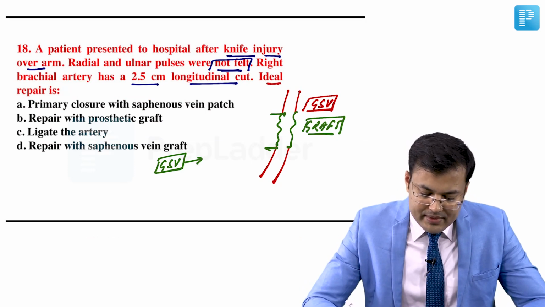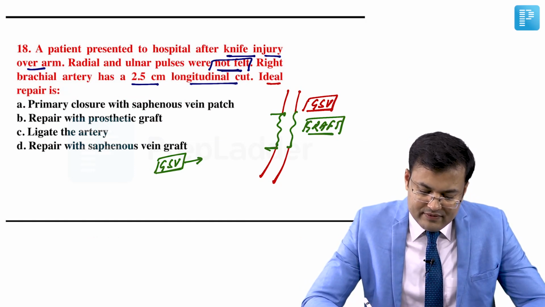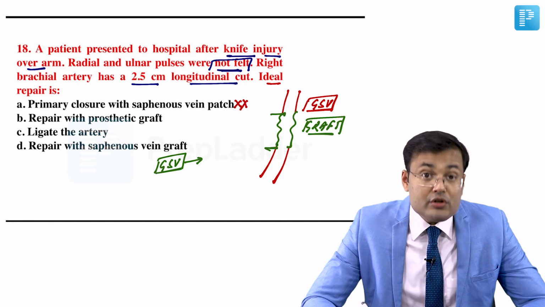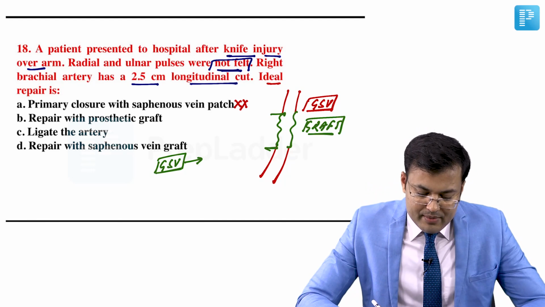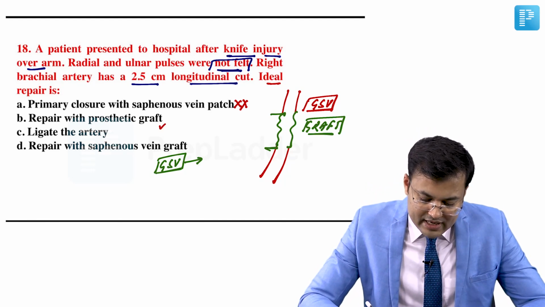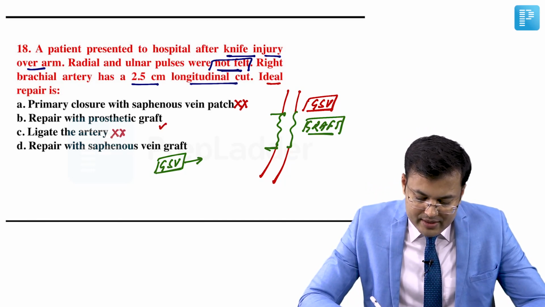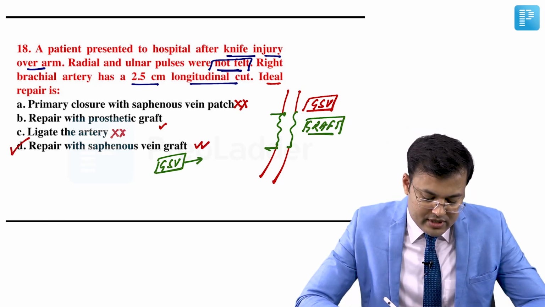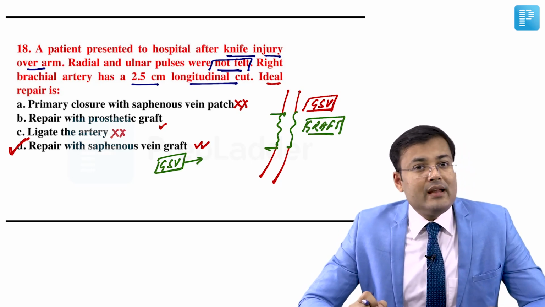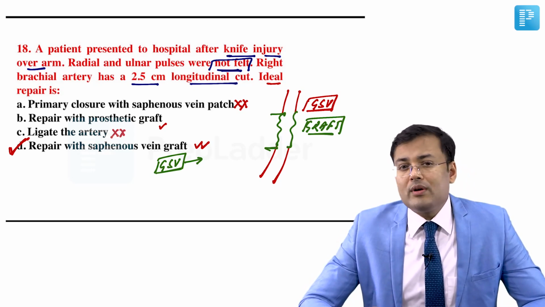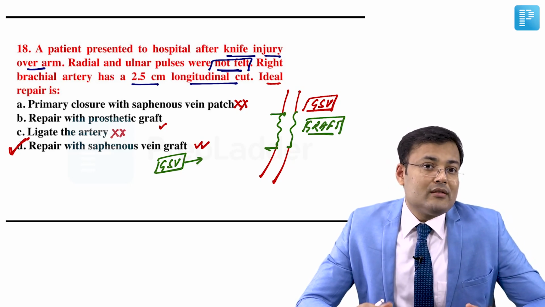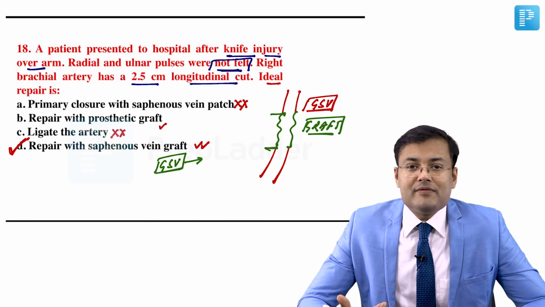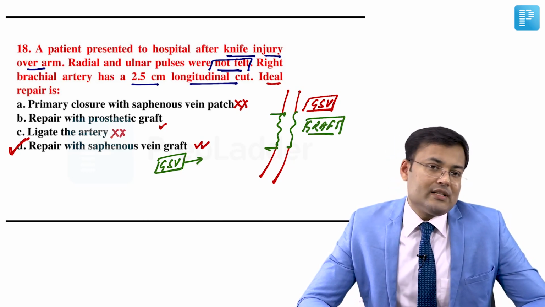So what is the ideal repair? Primary closure with saphenous vein patch? No, you should not use the patch. The whole vein is used as an interposition graft. Repair with prosthetic graft, we can do that. Ligate the artery, no. Repair with saphenous vein graft. Out of these two, which one is the better option? So D. Saphenous vein graft is preferred over prosthetic graft for smaller arteries. So for arterial injury of the arm or leg, we prefer the long saphenous vein. So the correct answer for this question is D.